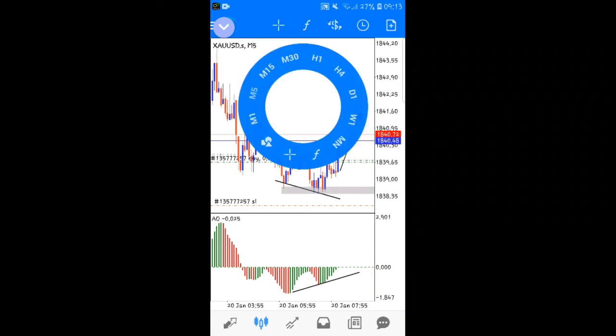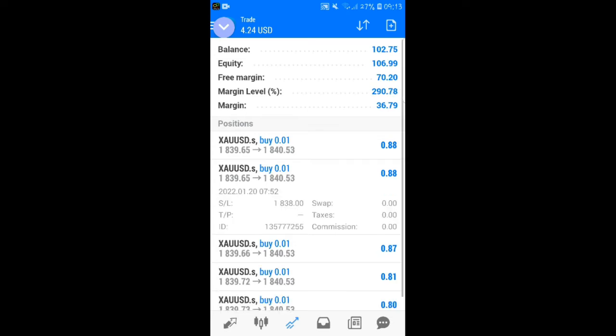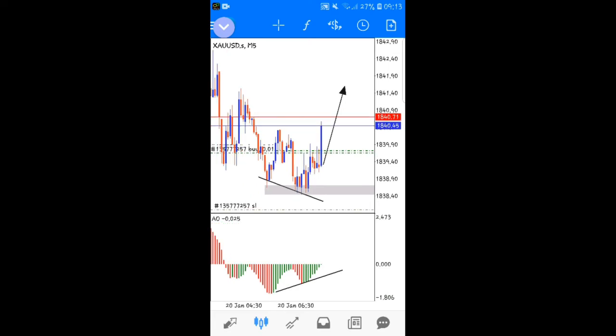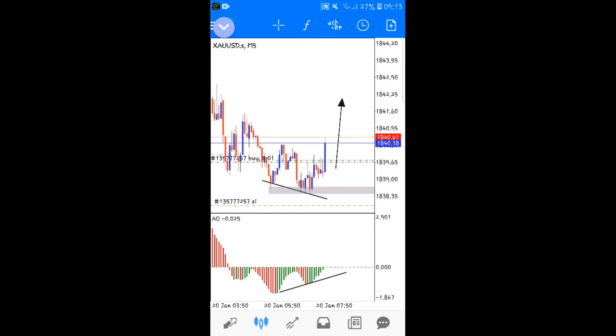All right, okay, we are already in profit. Let me show you. We are already in profit. You can see some few pips in profit. Okay, see that the gold setup is actually going to plan. It has shot all the way up. We can close some layers and hold some.